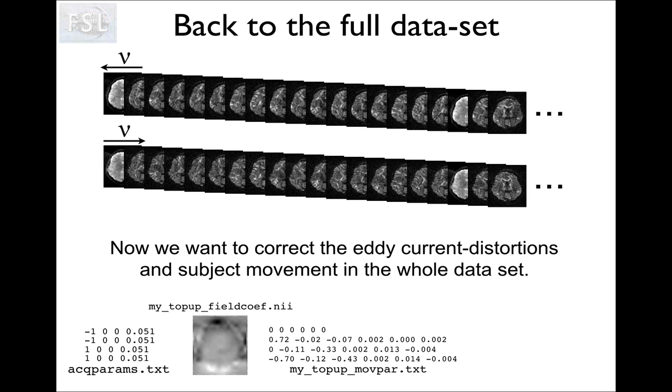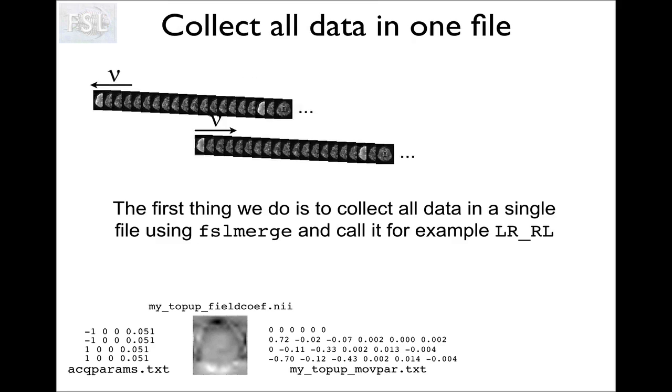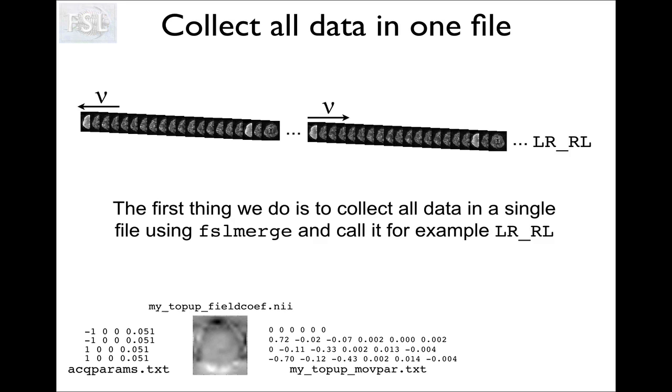So back to the full data set, and what we now want to do is we want to correct the entire data set for eddy current distortions and subject movement, and obviously also apply what we have now found out about the susceptibility induced field. So the way to do that is that we first start by collecting all the data into a single file using FSL merge. So in this case, we had data in the left-right direction, in the right-left direction, and we just merge all of those, and we can call the resulting data file, for example, left-right_right-left.